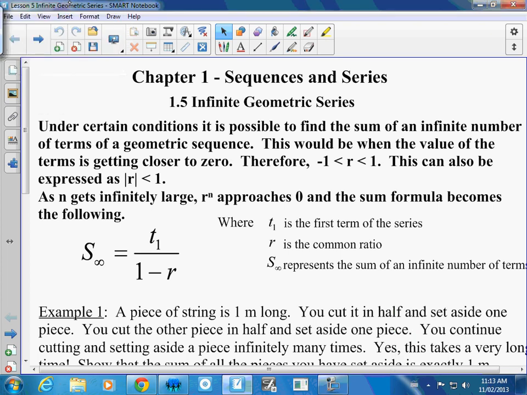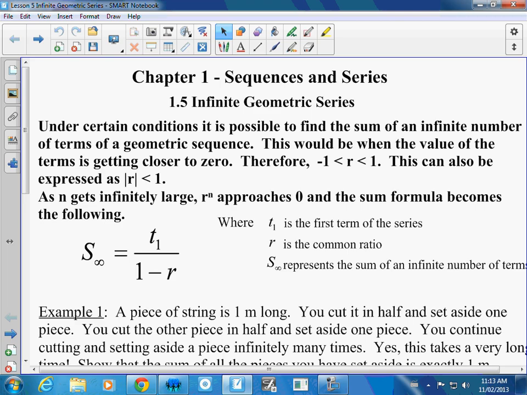So the last part of this chapter is 1.5, infinite geometric series. So we know it's geometric, so it has a, what, D or R? R, common ratio. Infinite means it does what? It goes on forever. Oh, that's kind of weird.